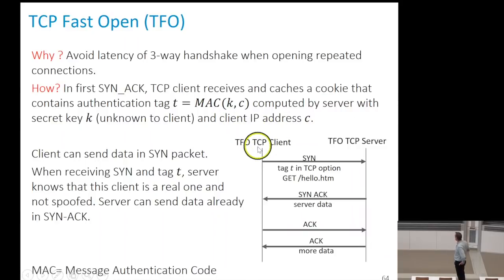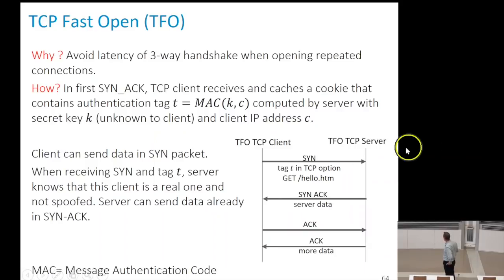And then when you start a new connection, what you will do is in the SYN packet, so it's not like in SYN cookies. In SYN cookies, the cookie was used in the ACK of the SYN ACK. Now, when you open a new connection, in the SYN packet, you show your cookie. So you show the cookie directly to the server, and then the server will check the signature of the cookie and will now accept to have data in the SYN packet.